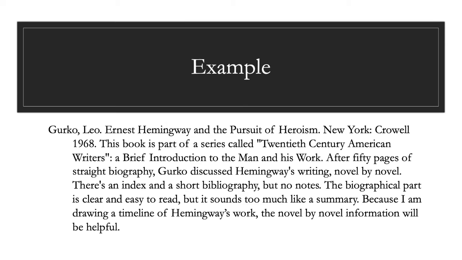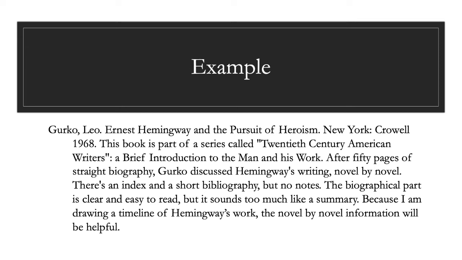Let's take a look at an example. It tells us this book is part of a series called 20th Century American Writers, a brief introduction to the man and his work. After 50 pages of straight biography, Gurko discussed Hemingway's writing novel by novel. There's an index and a short bibliography, but no notes. The biographical part is clear and easy to read, but it sounds too much like a summary. Because I am drawing a timeline of Hemingway's work, the novel by novel information will be helpful.